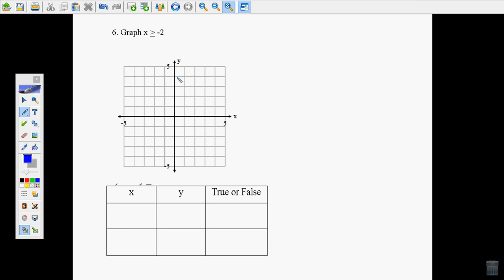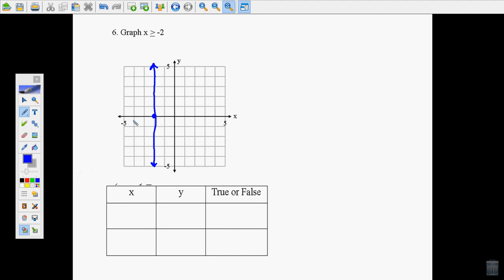Again, an x line can't cross the y-axis because there's no y. So x is -2. Go to -2 on the x, and then draw a vertical line. And this is going to be a solid line this time because there's a line underneath our inequality sign. It would be a solid circle, so it's going to be a solid line.